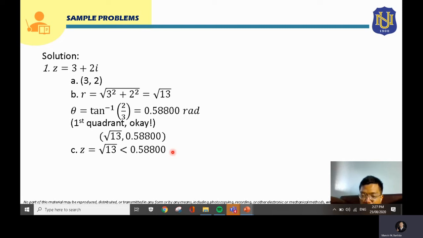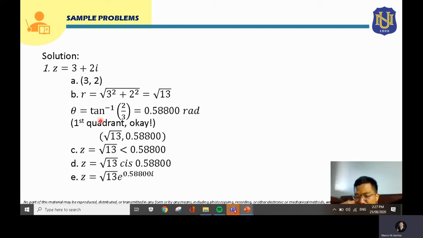Now, for the fourth question, that will be the trigonometric form. The trigonometric form is expressed as z is equal to r cis theta, right? So that's the shorter version of that form. What we need there is only r and theta. Again, we already solved the value of r and theta, so we just substitute it to r cis theta. The value of r is square root of 13, then cis, your theta is 0.58800. So this will be the trigonometric form of this complex number.